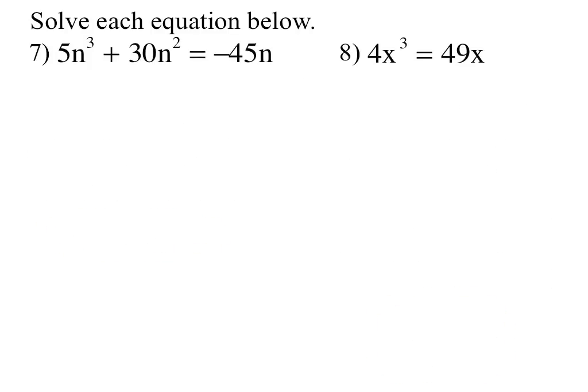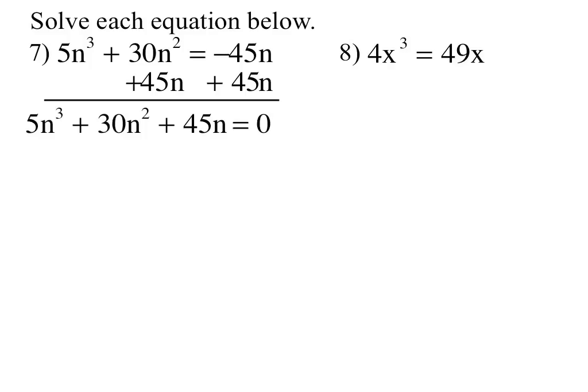All right, now this is probably as complicated as it gets. In order to solve for n, the only thing you know at this point is how to use the zero product property. So the problem is my equation is not set equal to 0. So I have to set it equal to 0. I'm going to add 45n on both sides. And now I'm set equal to 0, so I can use my zero product property.